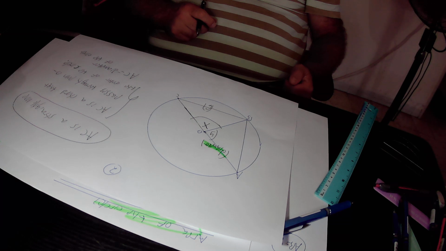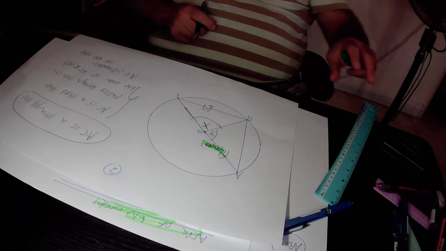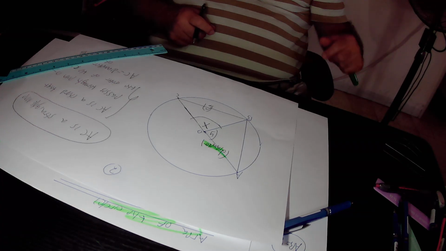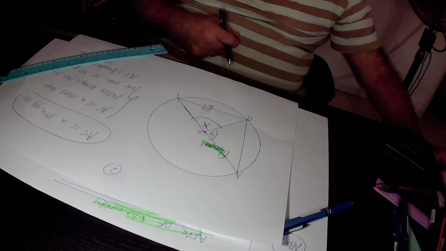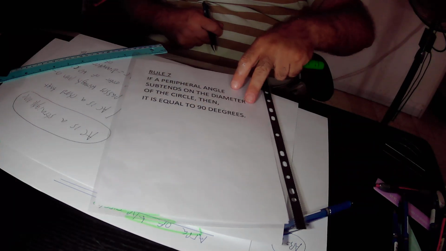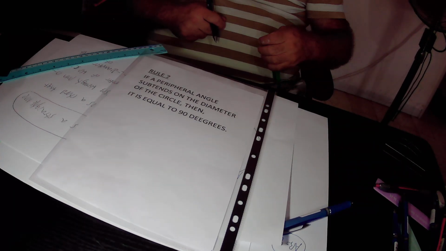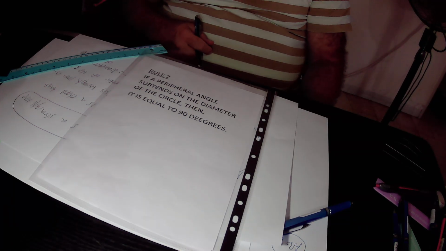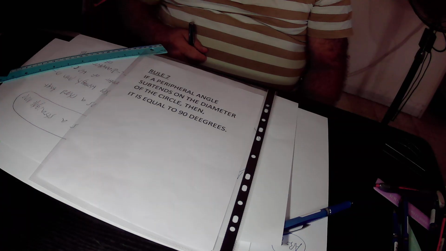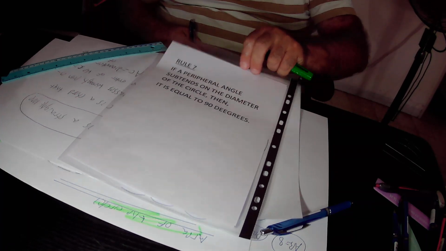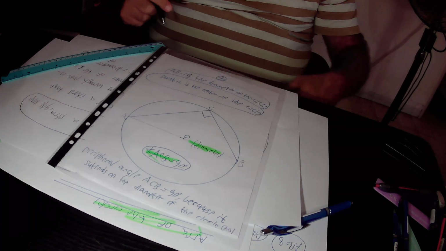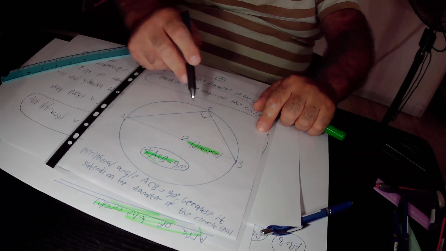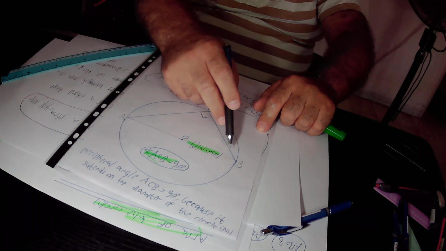Here we can implement rule 7. I will quickly repeat rule 7, and we'll implement it in our drawing. According to rule 7, if a peripheral angle subtends on the diameter of the circle, then it must be equal to 90 degrees. In the drawing we have a circle. This is peripheral angle ACB that subtends on the diameter of the circle, that is AB.